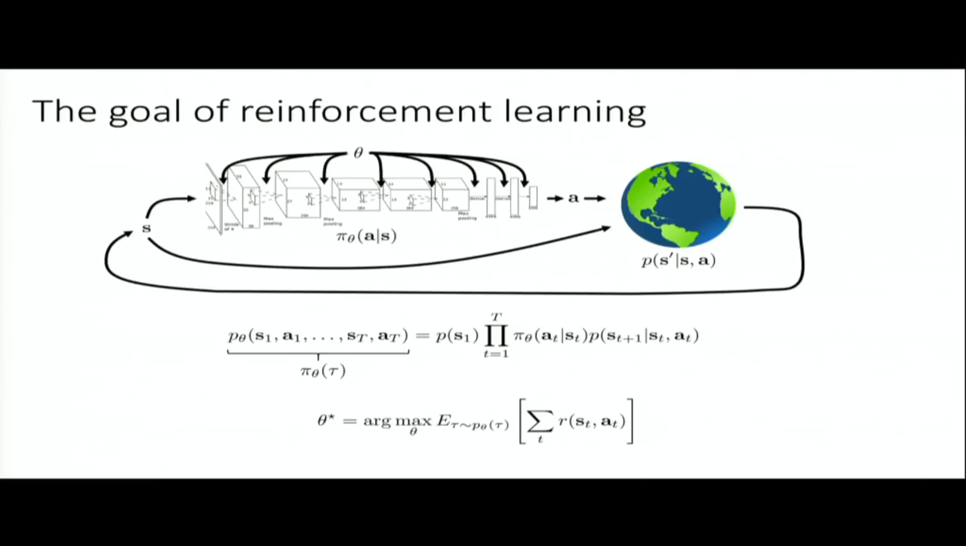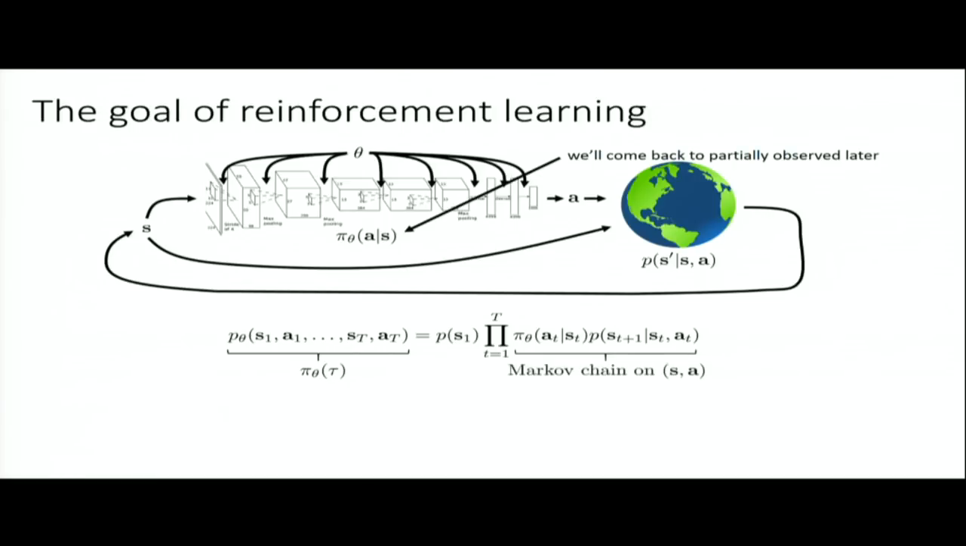Okay, yes? What does the subscript on the expectation mean? So whenever you see, yeah, we'll see this notation a lot in these lectures. The subscript in the expectation tells you what the expectation is with respect to. So this is an expectation with respect to tau distributed according to p theta tau. And we'll see these come up a lot. Okay.